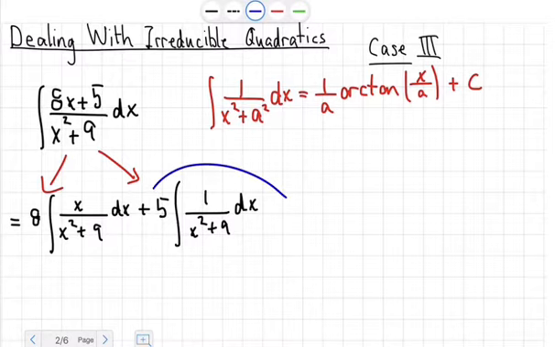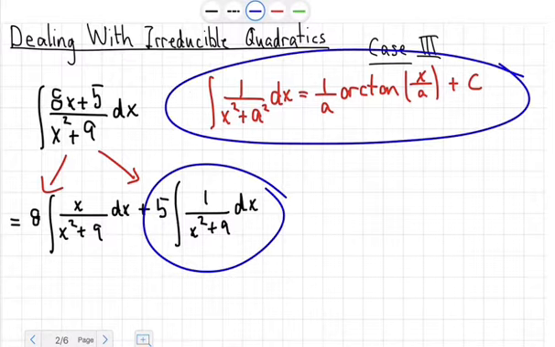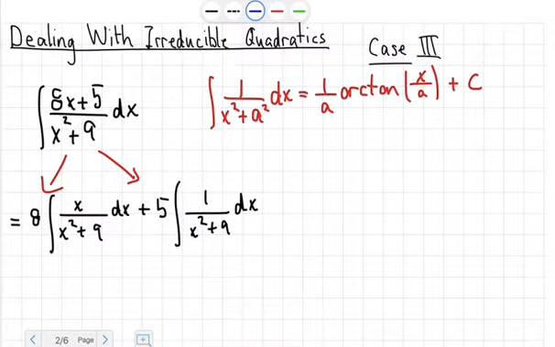If I look here at this second integral, now we can just use this rule right here. We know that in our case a is going to be equal to 3. And now also looking at the first integral, you recognize that you can do an easy sub there with u equal to x squared plus 9. So we're going to now set up both of those.